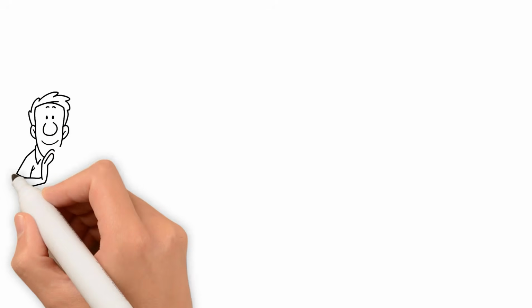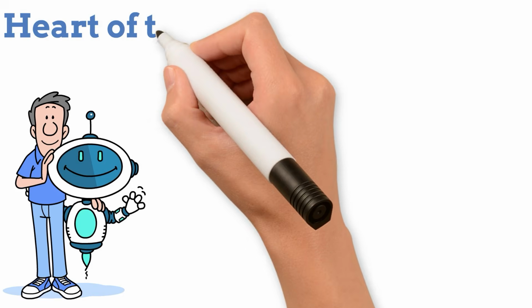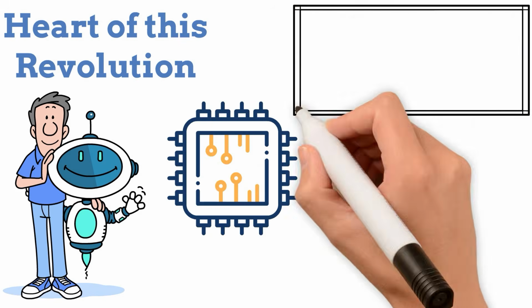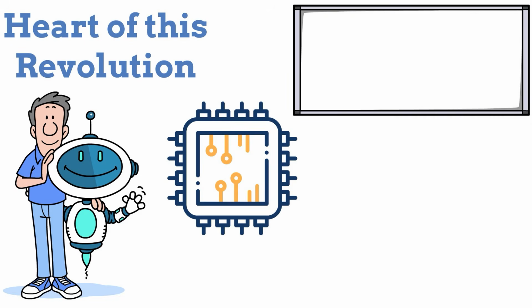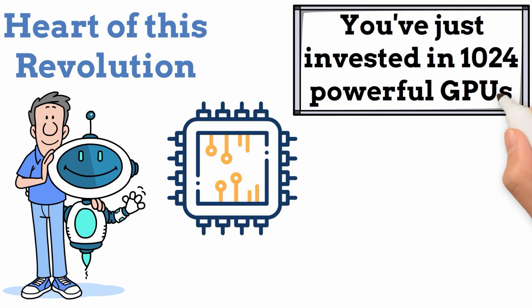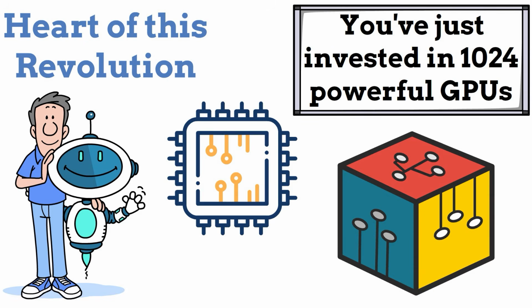Artificial intelligence and machine learning are changing the world, and at the heart of this revolution are massive clusters of GPUs. But here's a multi-million dollar question. You've just invested in 1024 powerful GPUs. How do you connect them so they can actually talk to each other without bottlenecks?